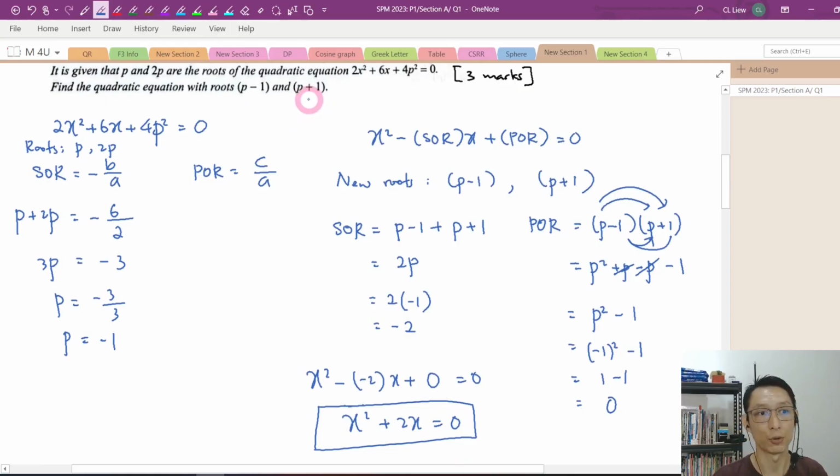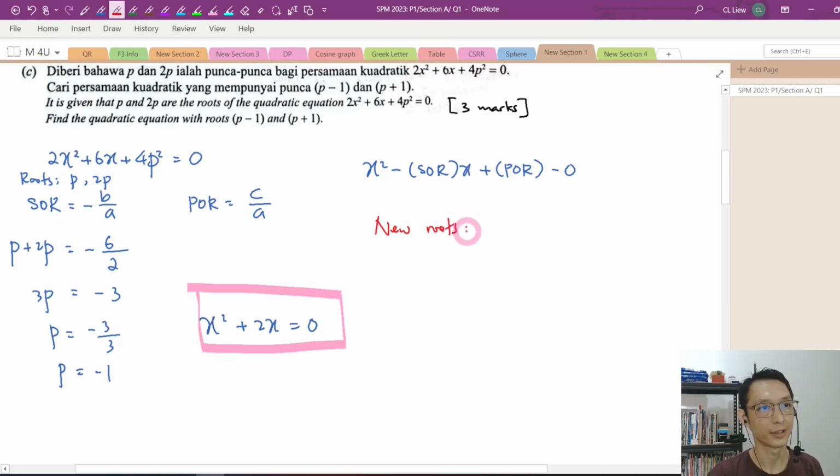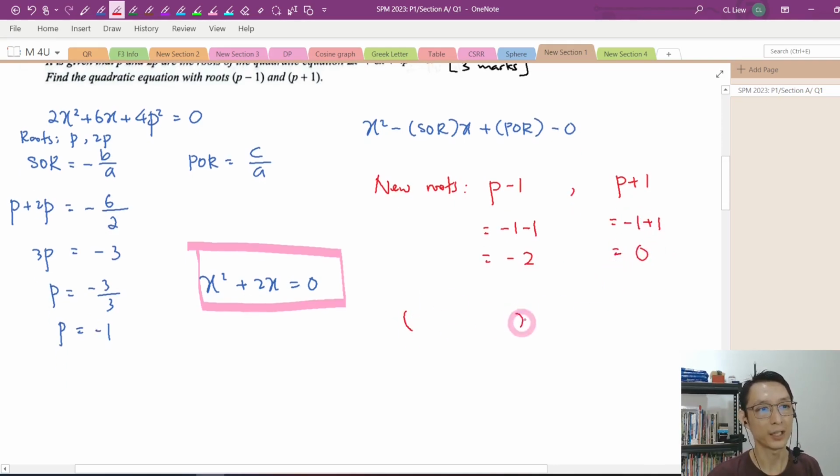Let me show you another approach. Since we got p is equal to negative 1, the new roots given by the question are p minus 1 and p plus 1, right? And we know p is equal to negative 1, so it will be negative 1 minus 1, negative 2. And negative 1 plus 1 is equal to 0. And then you can write two parentheses.